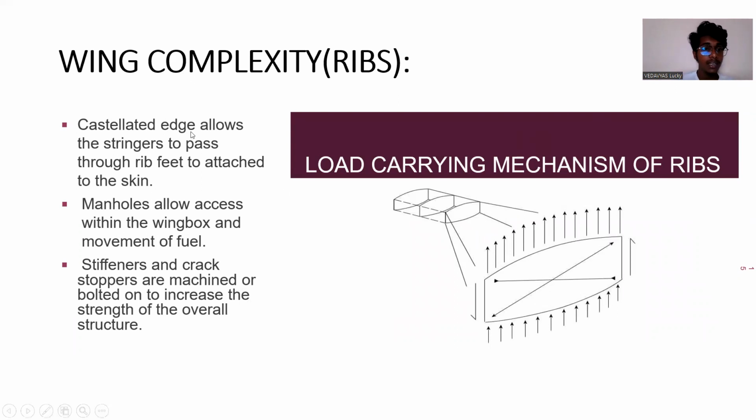As you can see, castellated edges allow the stringers to pass through the rib feet to attach to the skin. As you can see, manholes allow access within the wing box and movement of fuel. The ribs contain holes which help us to keep the stringers or the fuel to pass through the wings.